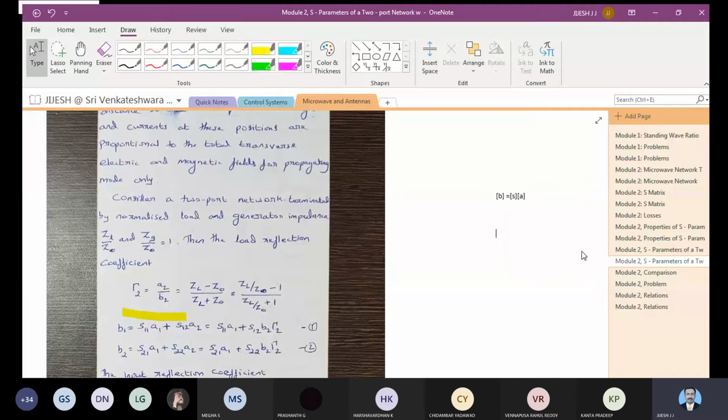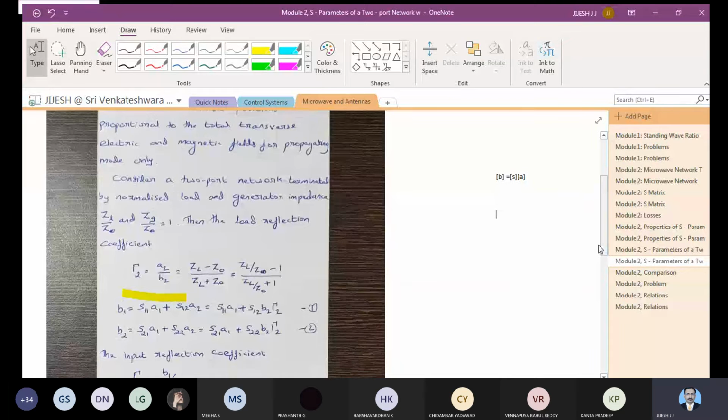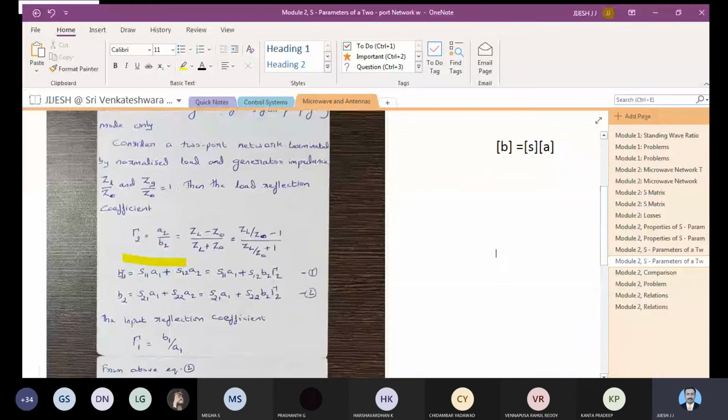So we have two equations to go ahead with, which you have already studied in matrix form, that is S11, S12, S21, and S22. By using this equation, B is equal to matrix S into matrix A, you can see how best you can write these equations further. So B1 can be written as S11 A1 plus S12 A2, and B2 can be written as S21 A1 plus S22 A2. These are not new equations for you.